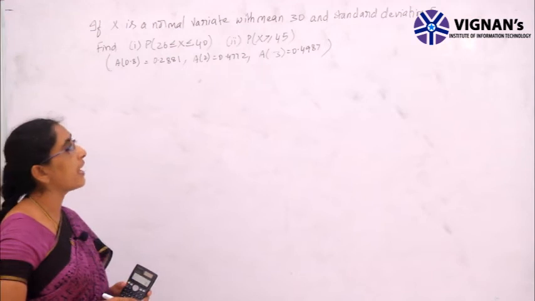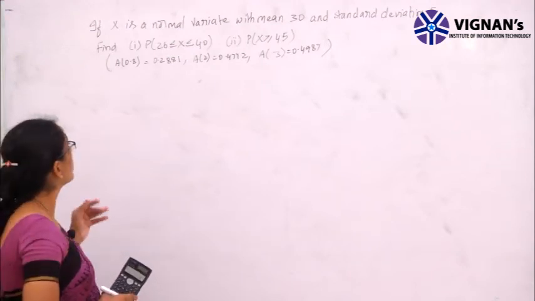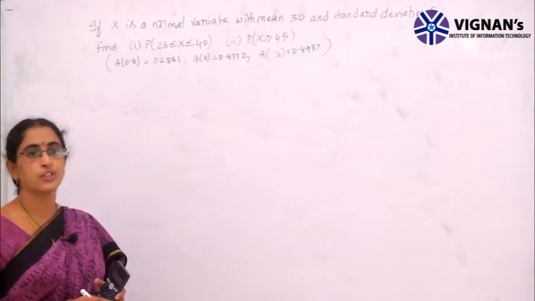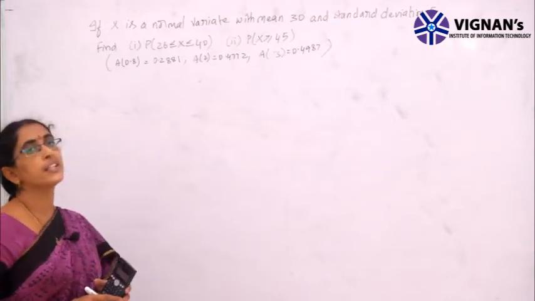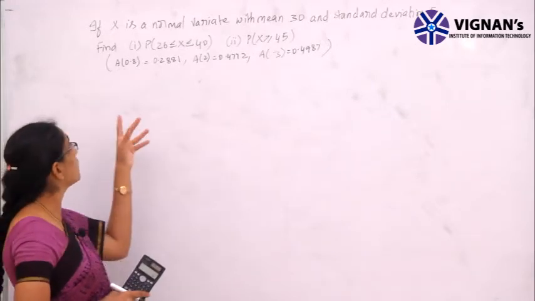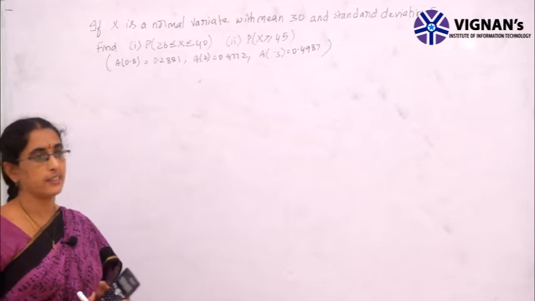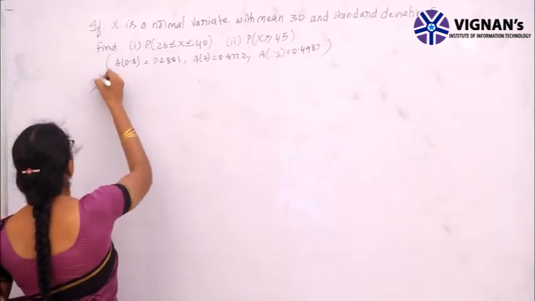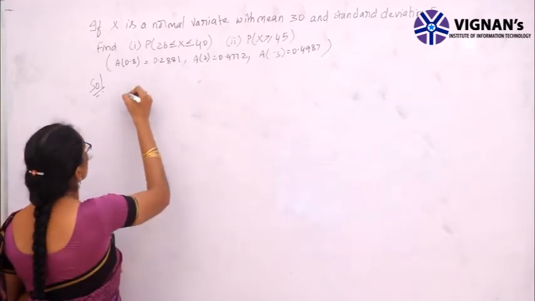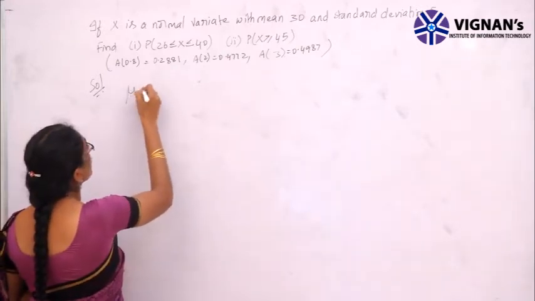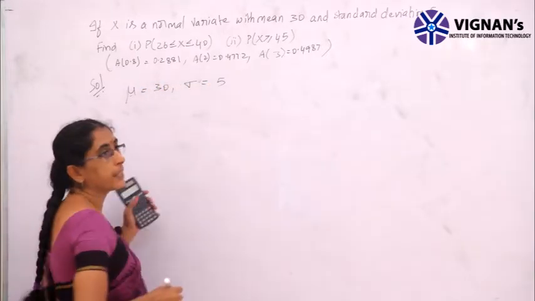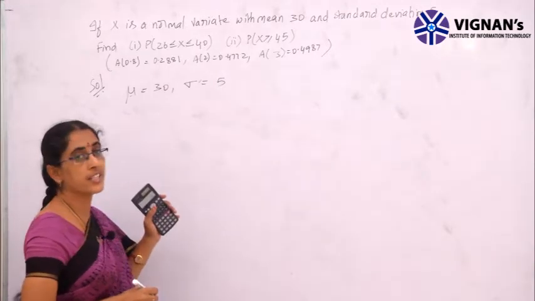The mean is 30 and the standard deviation is 5. Then find the probability of 26 less than or equal to x less than or equal to 40. The second bit, probability of x greater than or equal to 45. The area values of ordinates are also given here. So here we just need to find only the probability. From the given data, mu equals 30 and sigma equals 5.